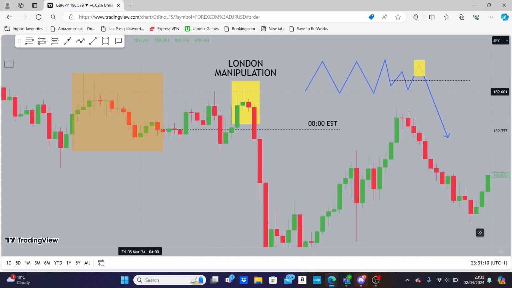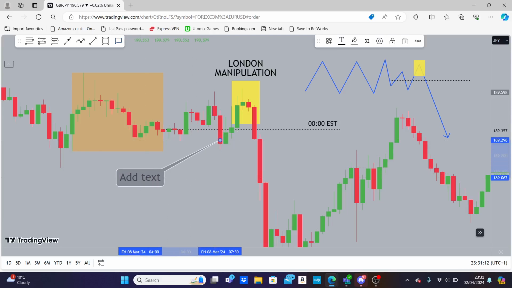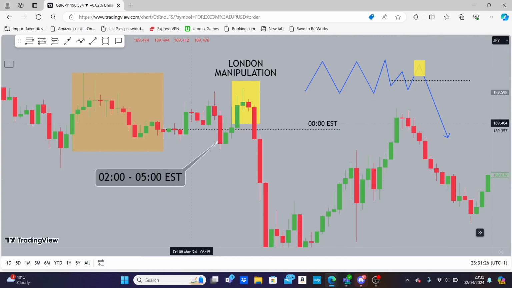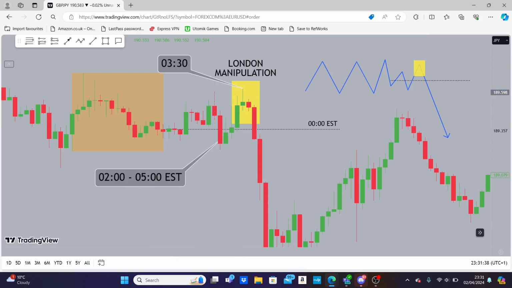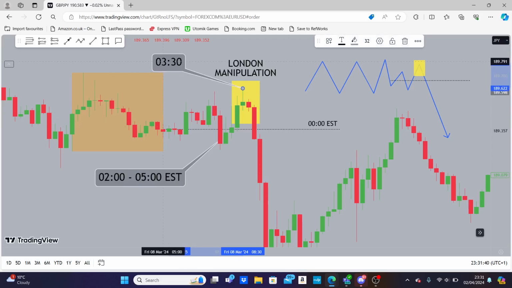You're looking specifically for this particular move to happen anywhere between 2 a.m. to 5 a.m. Eastern Standard Time. So you're looking for price to leave the Asian range and give a manipulation sweep anywhere between this time. This particular manipulation happened at 8:30 a.m. UK time, which corresponds to 3:30 a.m. New York time. So this is a prime setup. This is a prime liquidity sweep over here, using London volatility to your advantage.